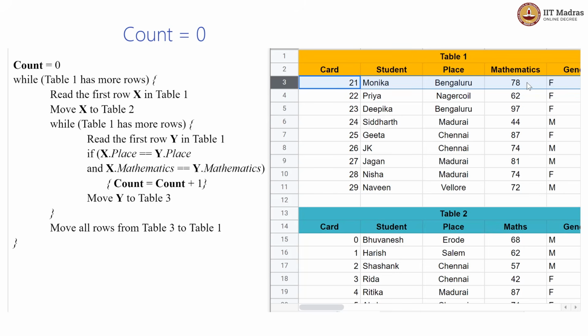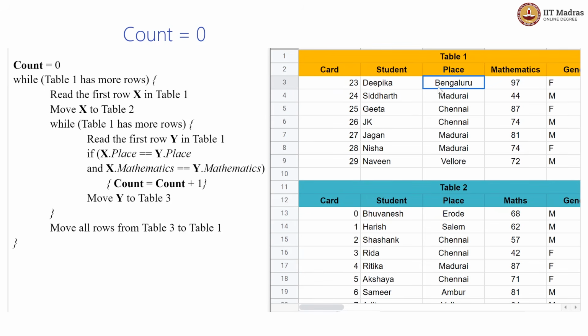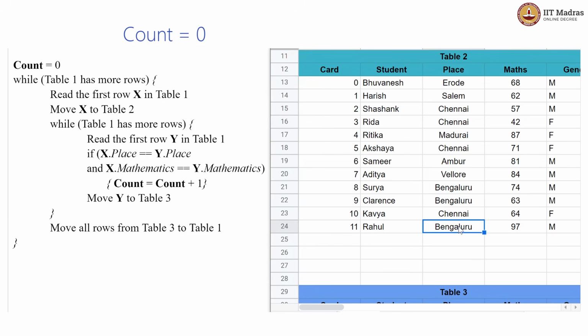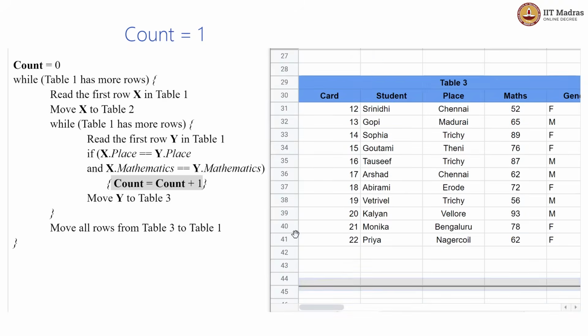This is Bengaluru, but not 97. Now this is Bengaluru, and the math score is 97, which is identical to our card X here. So this is common, and we finally enter this portion of the code where we increment count to 1. So we found one pair of cards with same place and same mathematics score. And then we get back to the same business of moving this down.